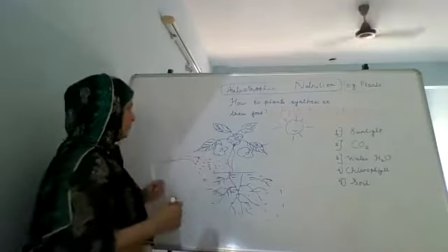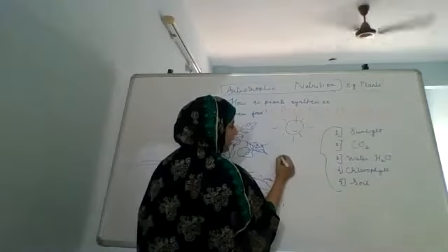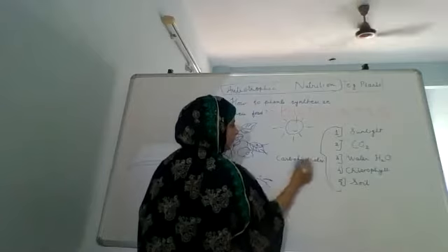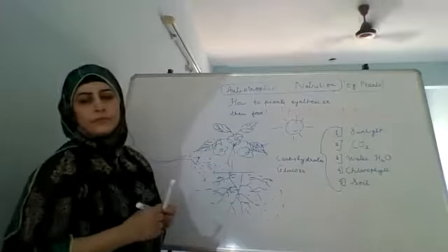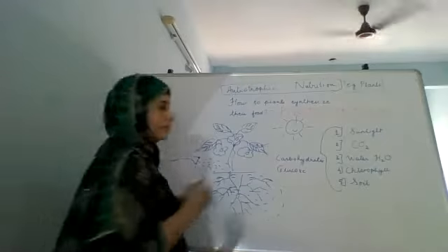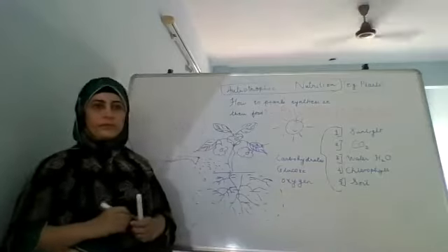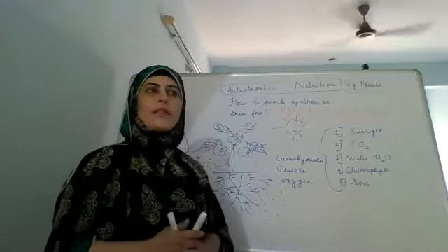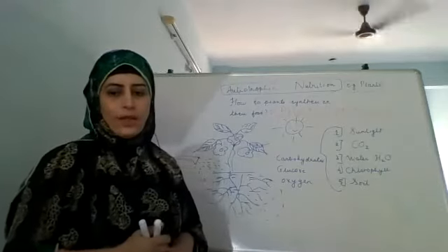What else? What does it convert it into? What are the products you get? Carbohydrates, glucose, and what else? What do plants give us? Oxygen. Okay, so the process of photosynthesis is very essential, important, and helpful. It gives us oxygen as well.